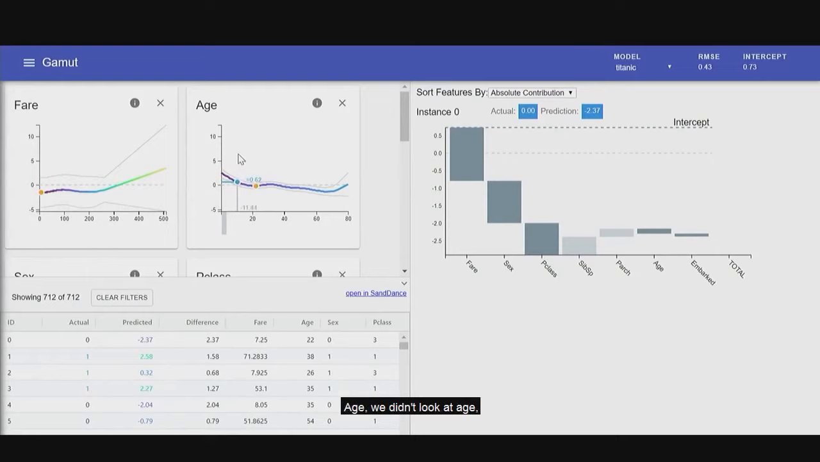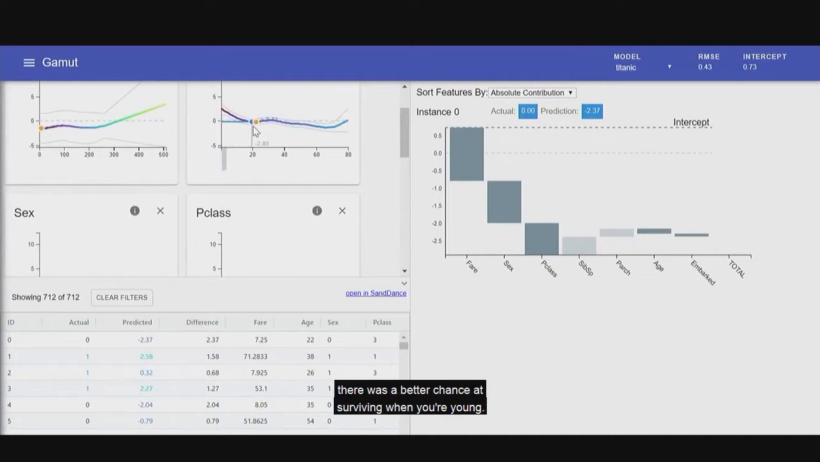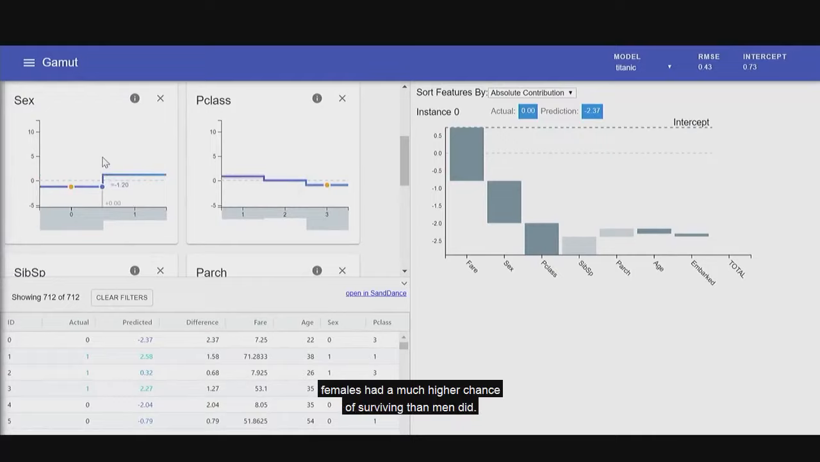Age, we didn't look at age, but you know, age makes a difference when you're really young. There's a better chance at surviving when you're young. Gender, well, if one is a female, females had a much higher chance of surviving than men did, and you can see that right there. Cabin class has a much higher chance of surviving there.